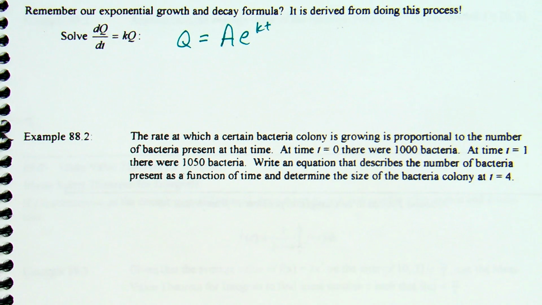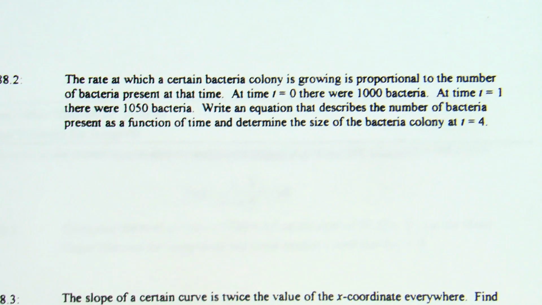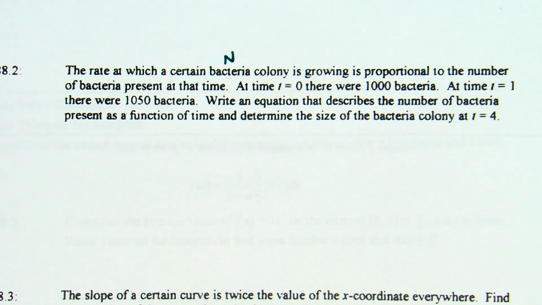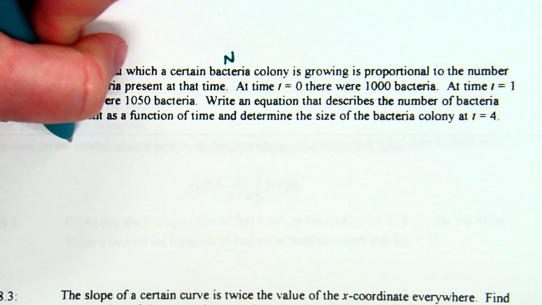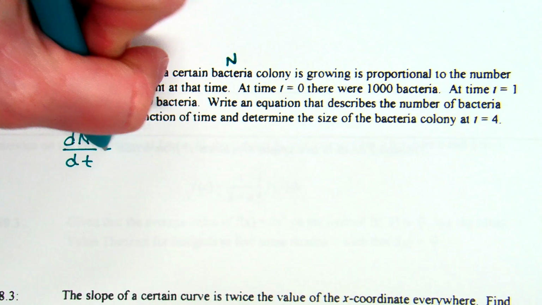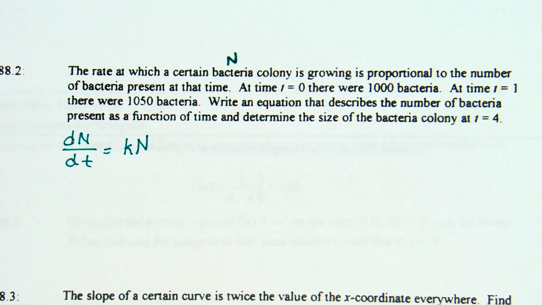Now, officially, whatever variable you choose to use is up to you. However, the book uses N for bacteria. And so, if we take this form from above, dQ over dt equals kQ, in this example it would be dN over dt equals k times N. That's the idea that the change in the bacteria is going to be some constant times that.